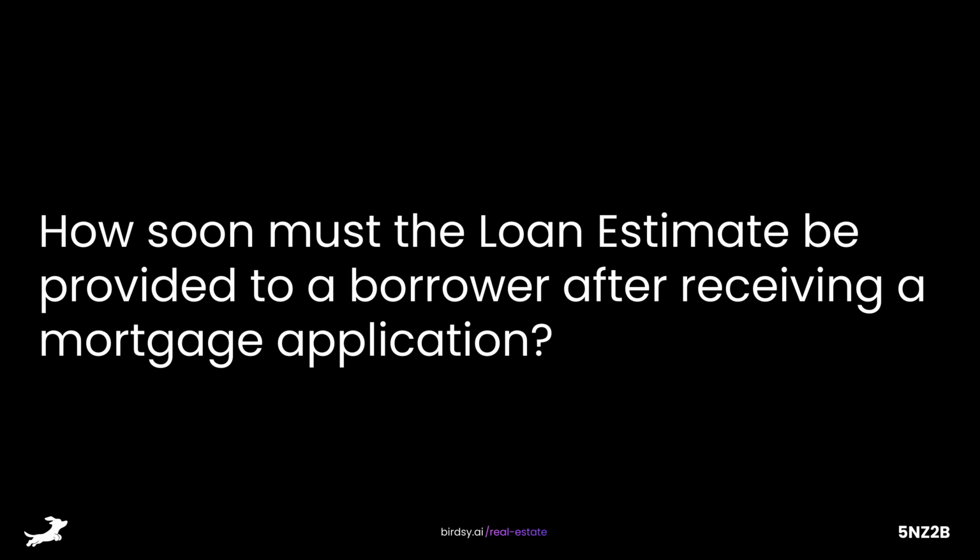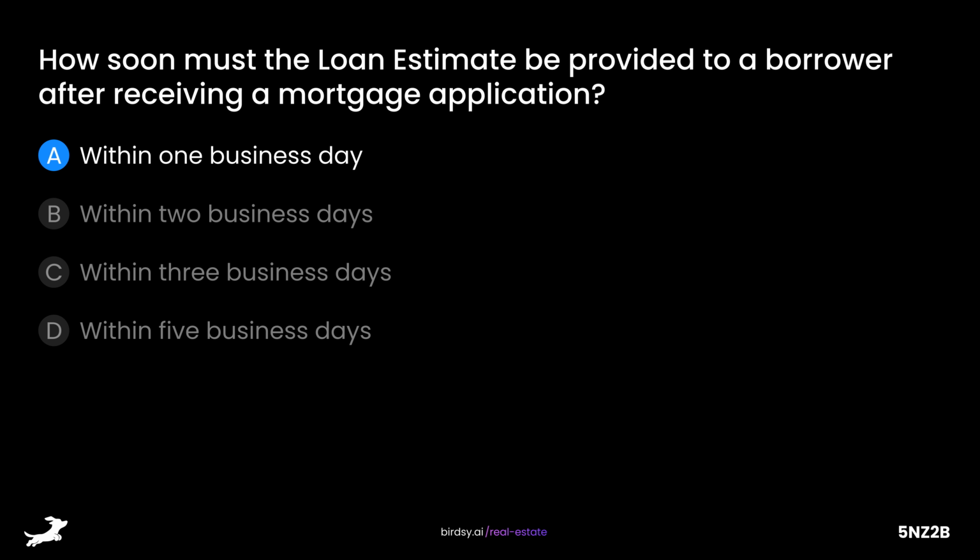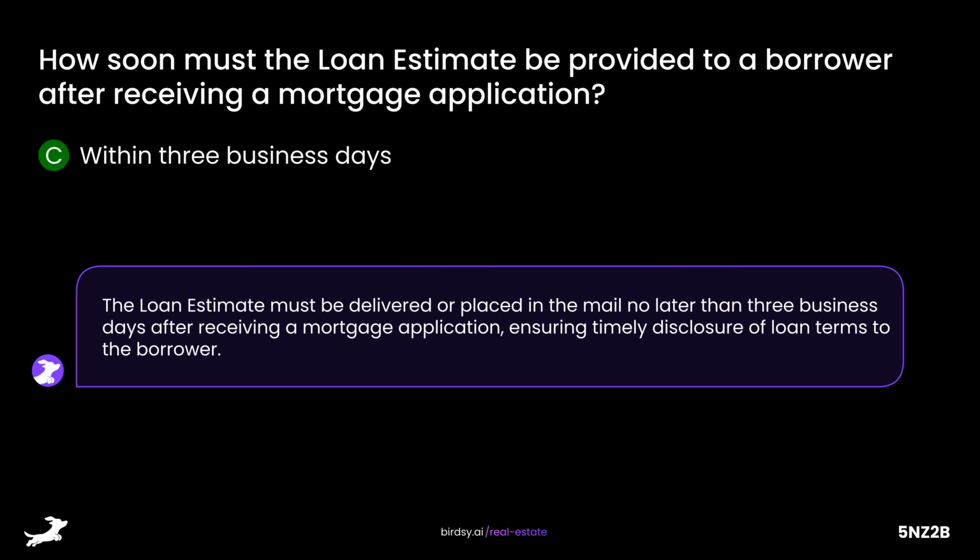How soon must the loan estimate be provided to a borrower after receiving a mortgage application? Is it A, within 1 business day, B, within 2 business days, C, within 3 business days, or D, within 5 business days? The answer is C, within 3 business days. The loan estimate must be delivered or placed in the mail no later than 3 business days after receiving a mortgage application, ensuring timely disclosure of loan terms to the borrower.